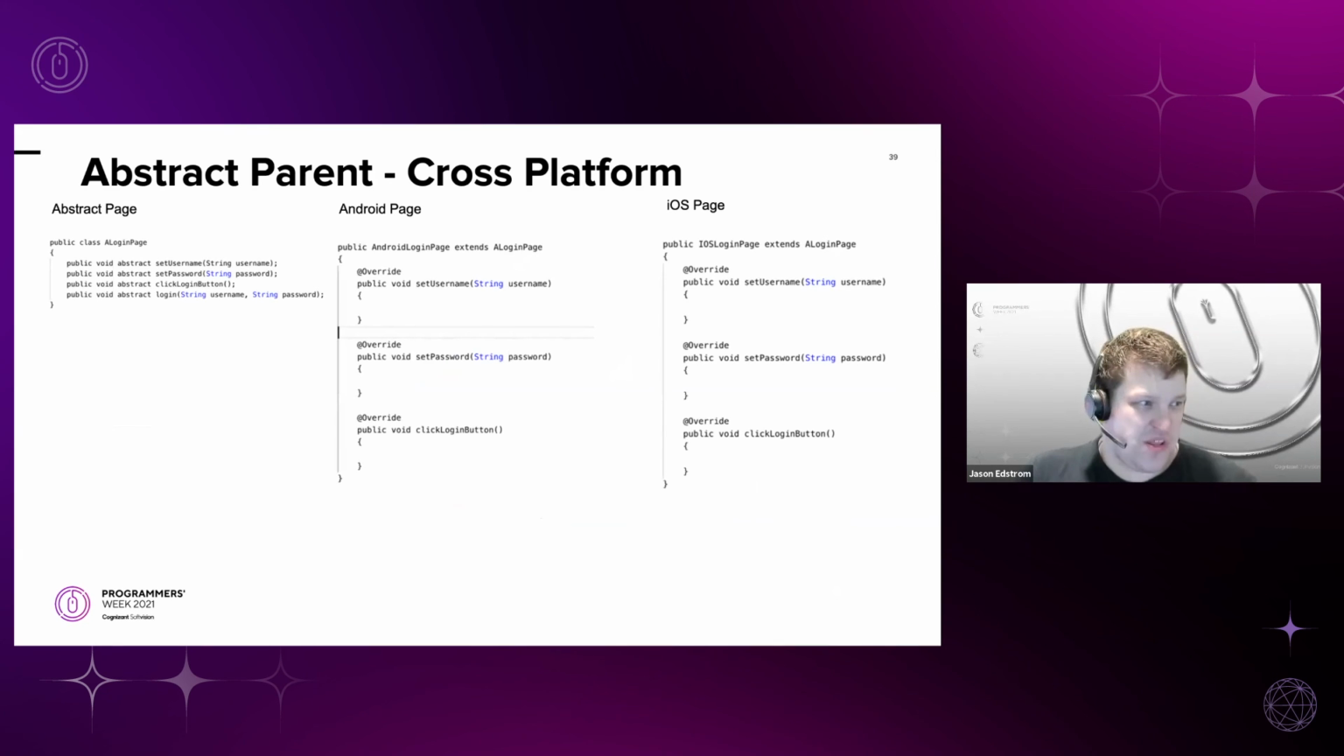And then here's kind of an example of how the cross-platform piece looks across all three pages. So we have the abstract login page, which we're defining as that initial contract, but then on the Android and iOS page, due to the fact that we're extending the abstract login page, we already know what methods we have to comply with.